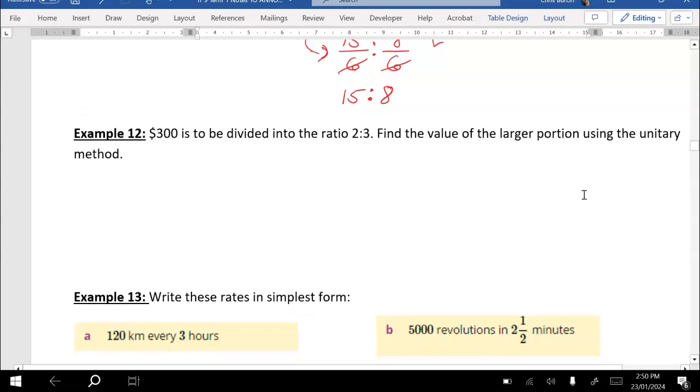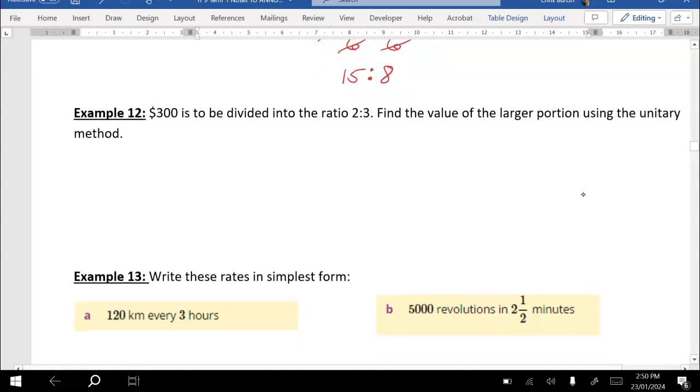Now, this one. So this is where we want to look at the unitary method. So we've got a total of $300, and it is to be divided in a ratio of one person gets 2 lots, and the other person gets 3 lots. Maybe somebody worked the extra hour, I don't know.